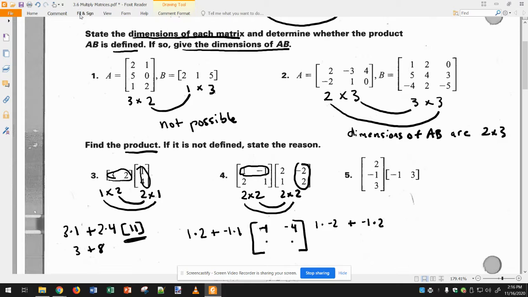Okay, now we move on to the second row. So now we do the second row times the first column, and that goes here.